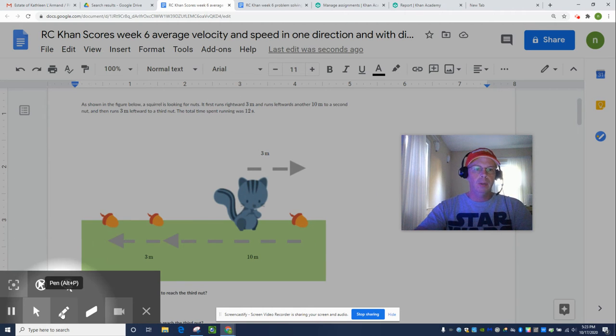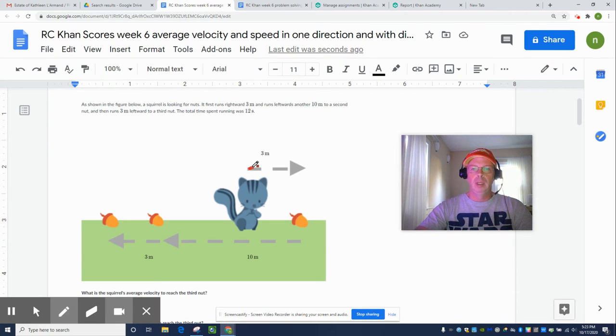So these gray arrows are called displacement vectors. Here's the first one. So we go 3 meters to the right, or you could say positive x. I use the traditional frame of reference where, to the right is positive x and up is positive y.